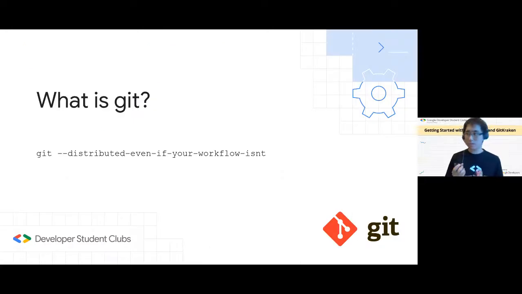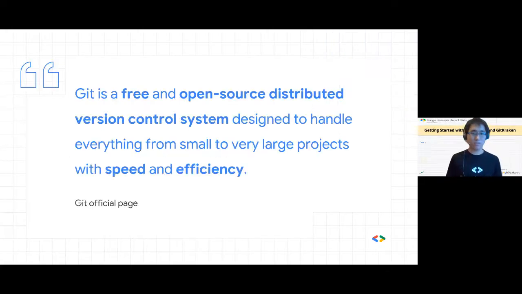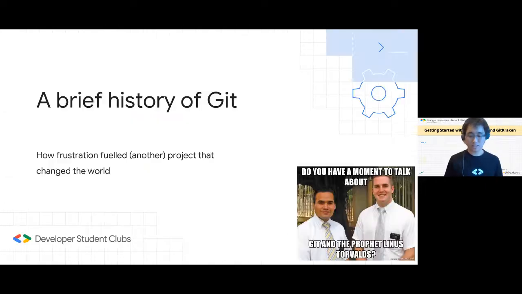Okay, now what is Git? A really simple explanation is that it's a free and open source version control system designed to handle everything from small to very large projects with speed and efficiency. So before I start everything with Git and explaining what is Git, I believe that you will need to know the why and what that led Git to what it is today. So let's talk about a brief history of Git.